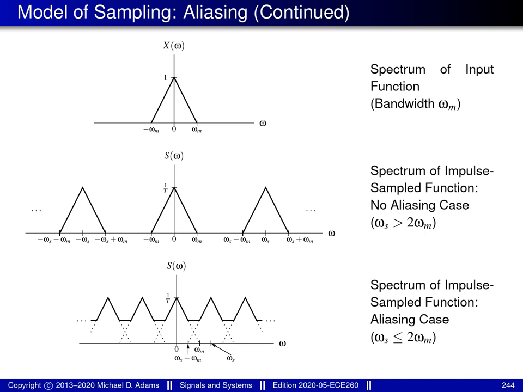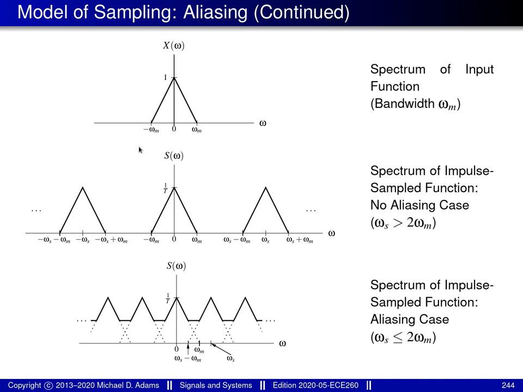On this slide, we have an example to illustrate aliasing in the process of impulse sampling. Suppose that the spectrum big X of the function to be impulse sampled is as shown in the figure at the top of the slide. So in other words, suppose that the spectrum looks like what's shown here.